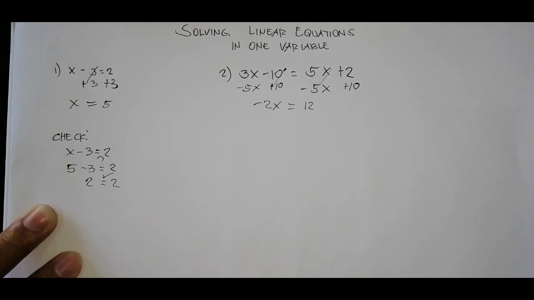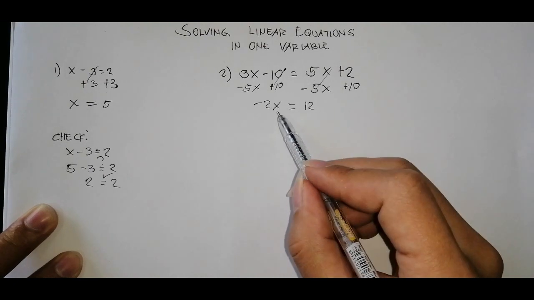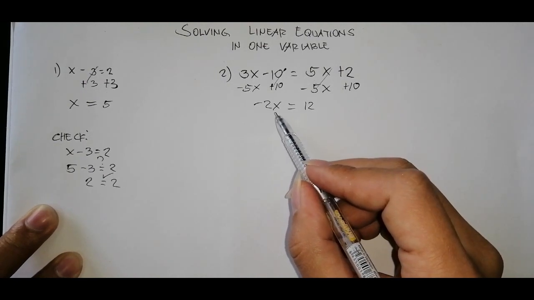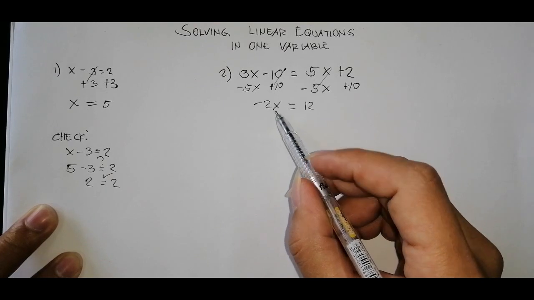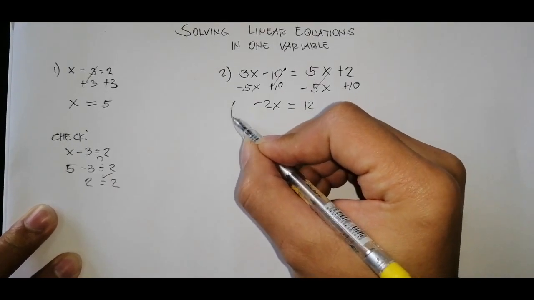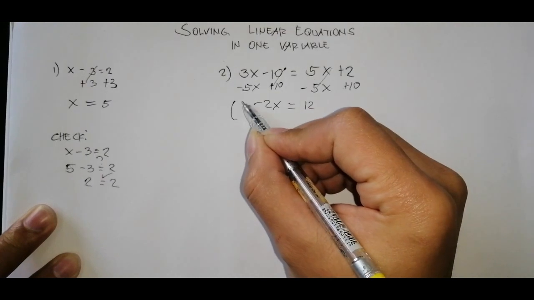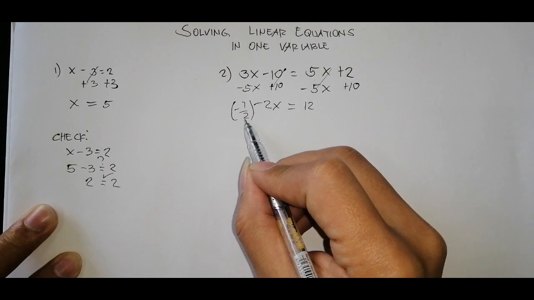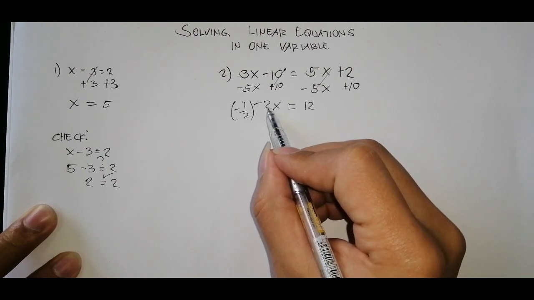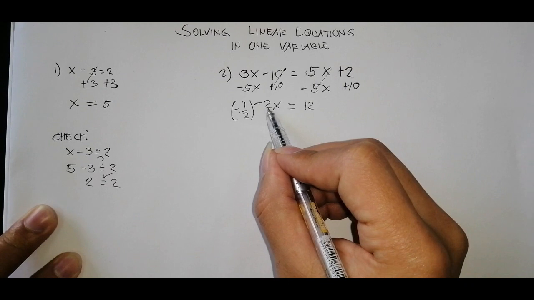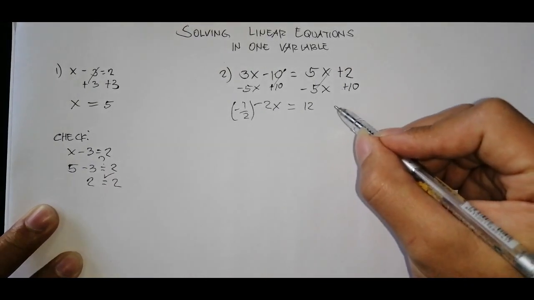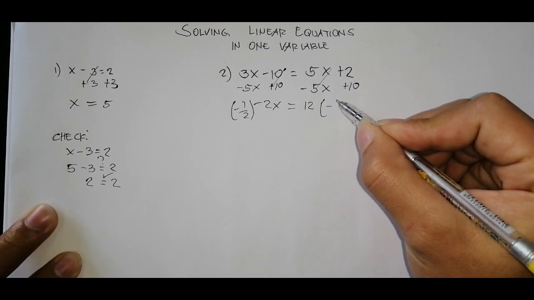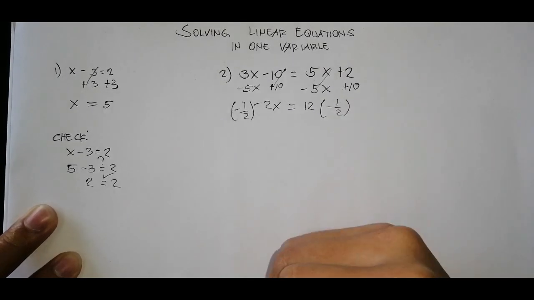So we have here negative 2x equal to 12 as a result. In this case, we need to only have the variable on this side. So we can multiply that by negative 1 over 2, since that's negative. And where did I get the denominator 2? That would be our coefficient here, which is 2. And the same with the other side, we multiply that by negative 1/2.